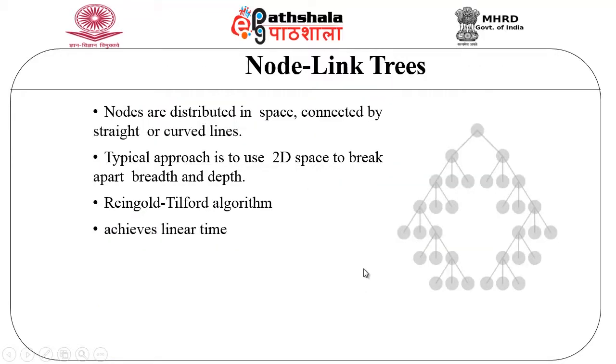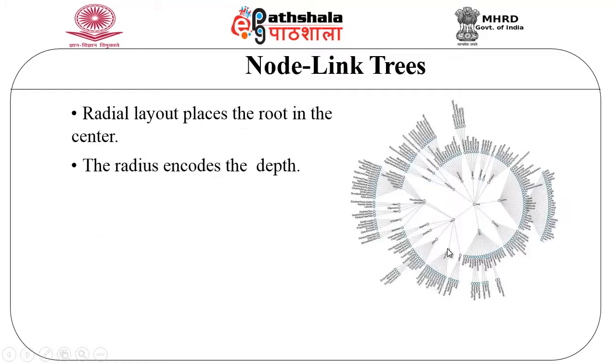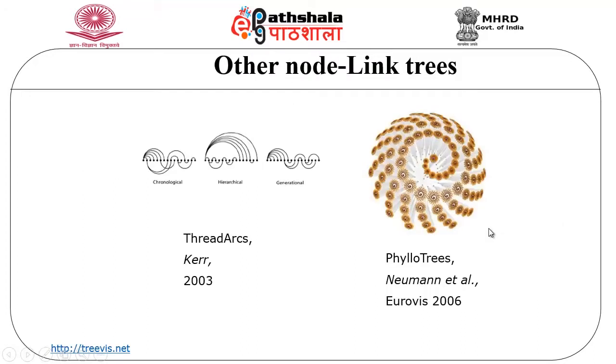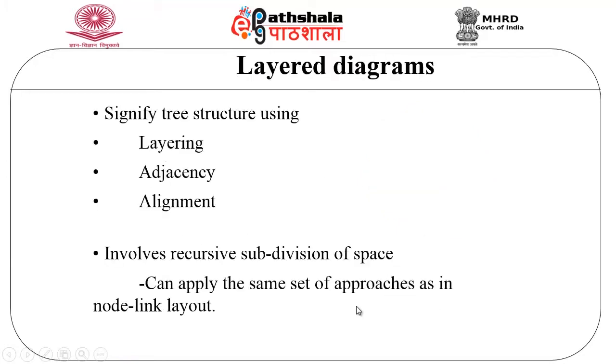This is a node link tree where the nodes are distributed in space, connected by straight or curved lines, and the typical approach is to use the 2D space to break apart the breadth as well as the depth information. They use the Reingold-Tilford algorithm for generating these kinds of node link trees, and these trees can be generated in linear time. This is a radial tree layout which places the root in the center of the entire layout, and the radius encodes the depth information. Other node link trees are also represented like this. You have thread arcs, you have phylo trees.